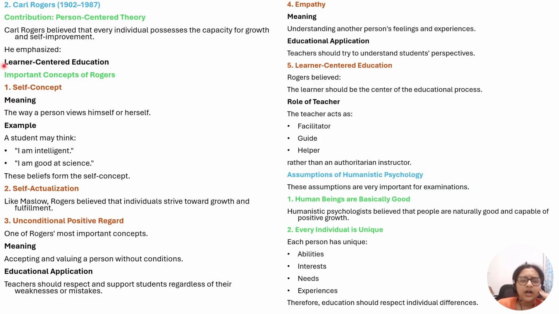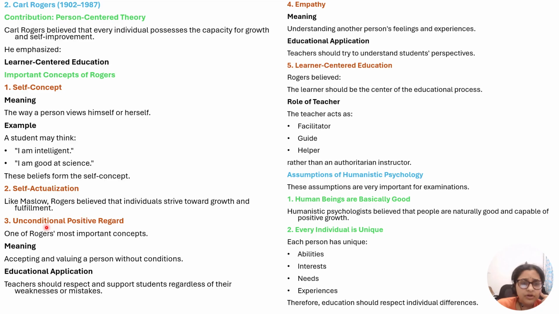Then the next one is Carl Rogers. He gave person-centered theory. Okay, he emphasized learner-centered education, and he believed that every individual possesses a capacity for growth and self-improvement. Okay, what are the important concepts? First, self-concept. That means the way a person views himself. Am I intelligent? Am I good at science? Like that. Self-actualization: like Maslow, Rogers believed that individuals strive towards growth and fulfillment.